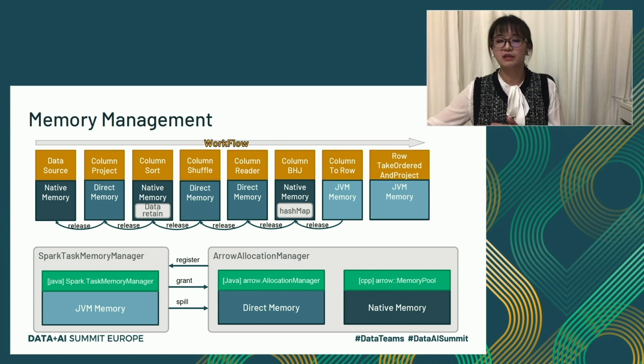Besides the input columnar batch, the hashmap is also treated as internal data. So whether it's internal data or intermediate data, it all comes from 3 different memory pools: the JVM pool, the direct memory pool, and the native memory pool. The latter 2 memory pools are managed by the Arrow Allocation Manager, and they will be registered to the Spark Task Memory Manager and get a grant for allocation from Spark, and also be notified of any spilling instructions.